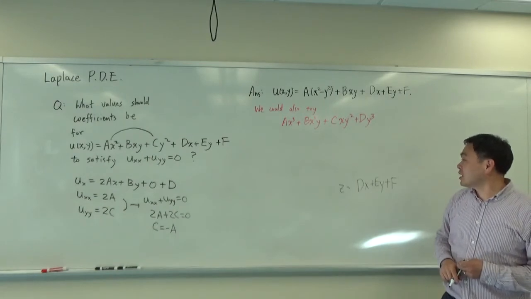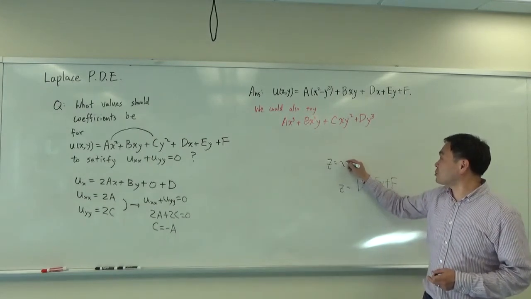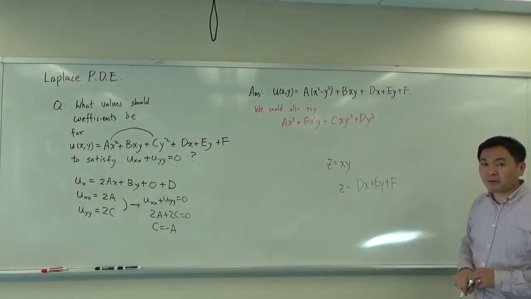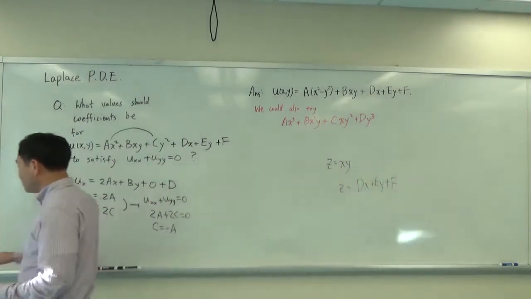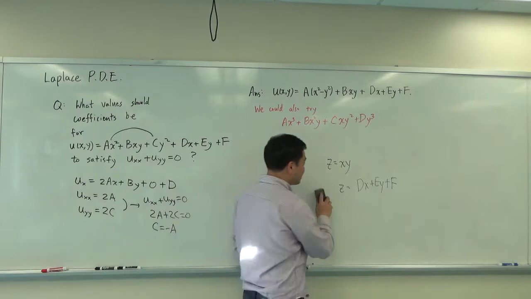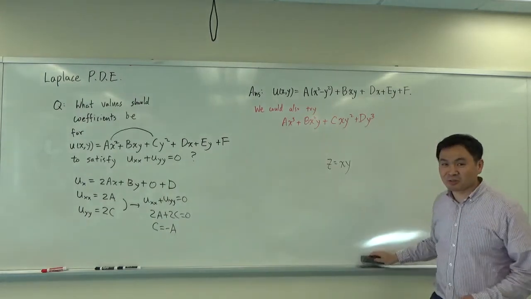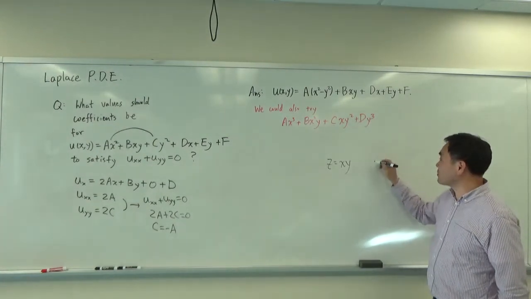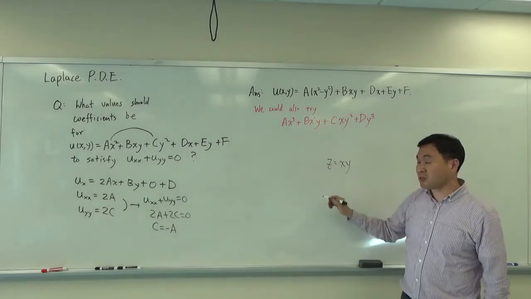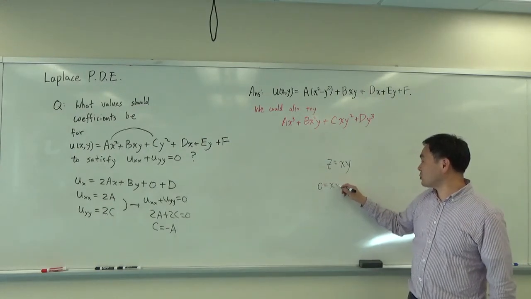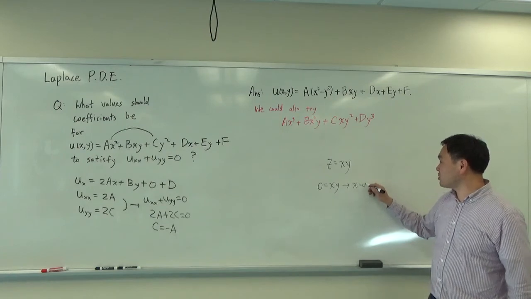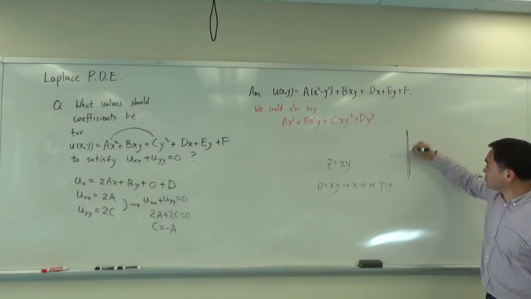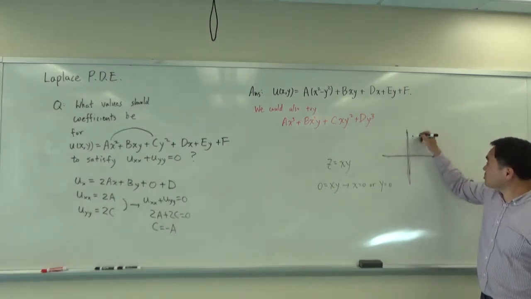Okay, how about z equals xy? What kind of graph is that one? That one's slightly trickier. But somebody did tell me what kind of surface this is. All right, let me try to draw. Okay, so let's look at the level curves. If you say 0 is equal to xy, what's that? That means either x is 0 or y is 0. So on the xy plane, x equal to 0 is this one, y equal to 0 is this one. So that's 0.